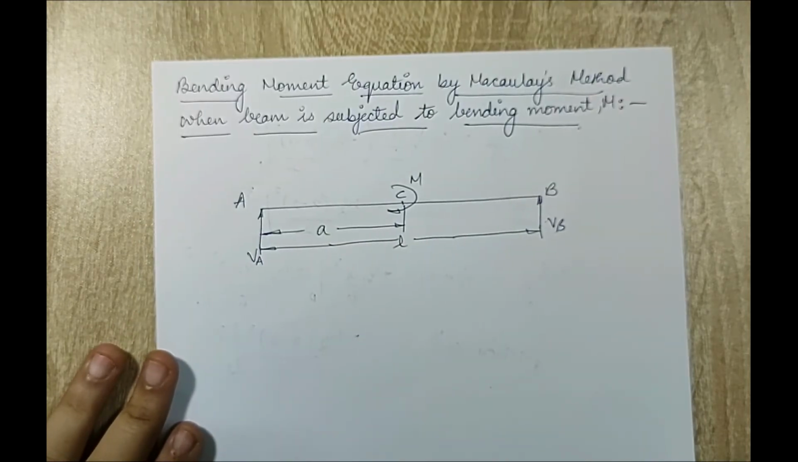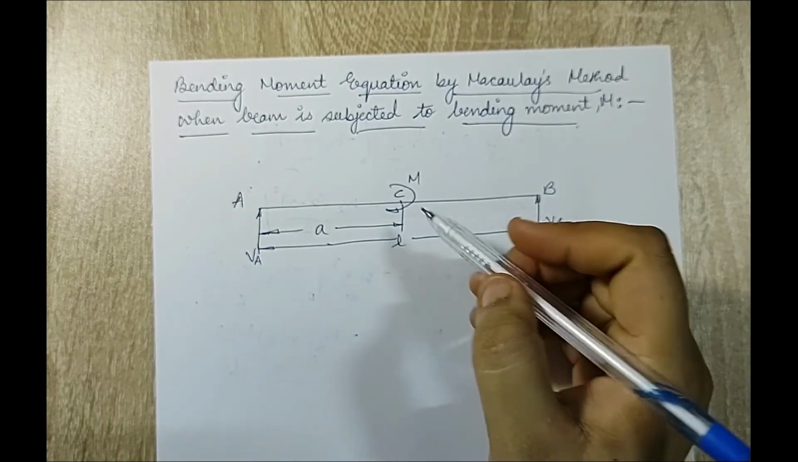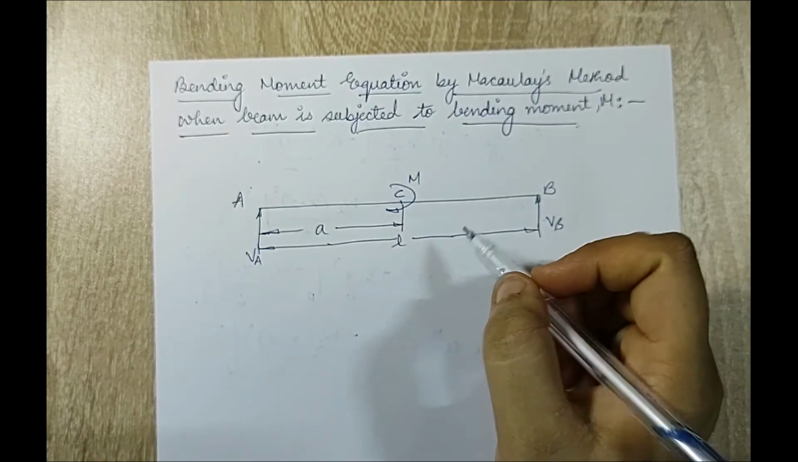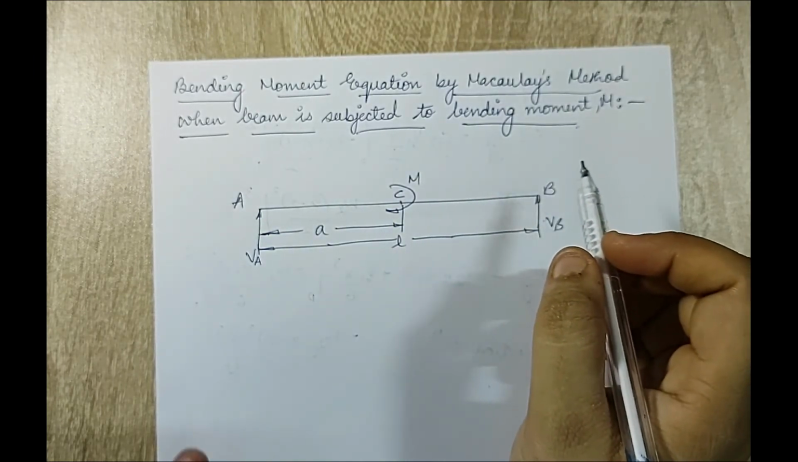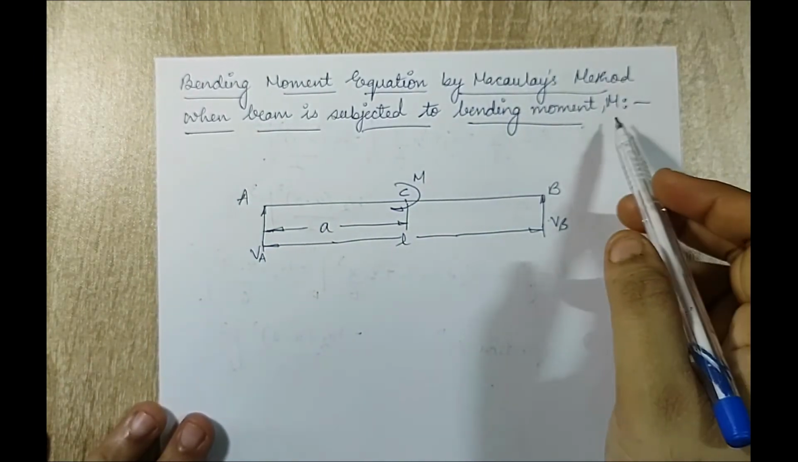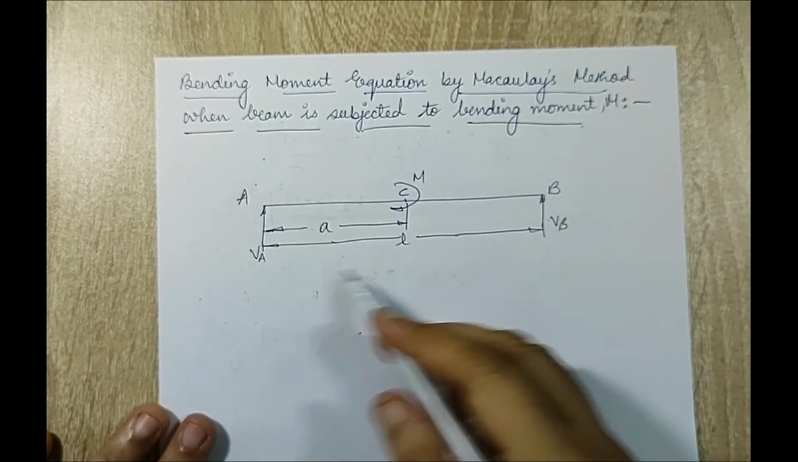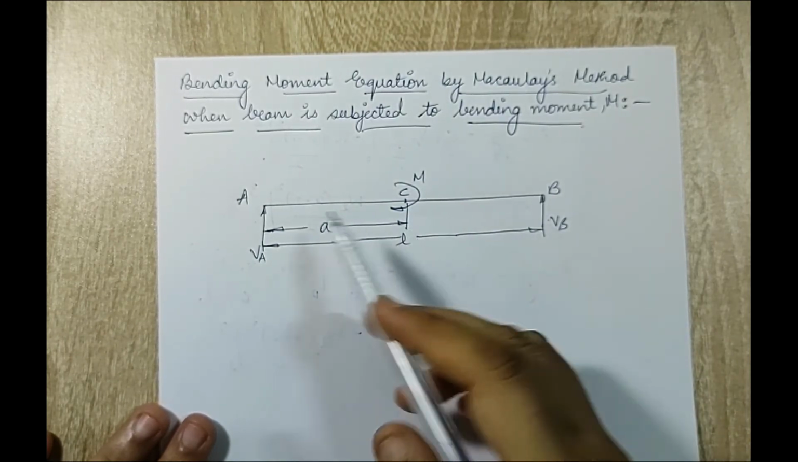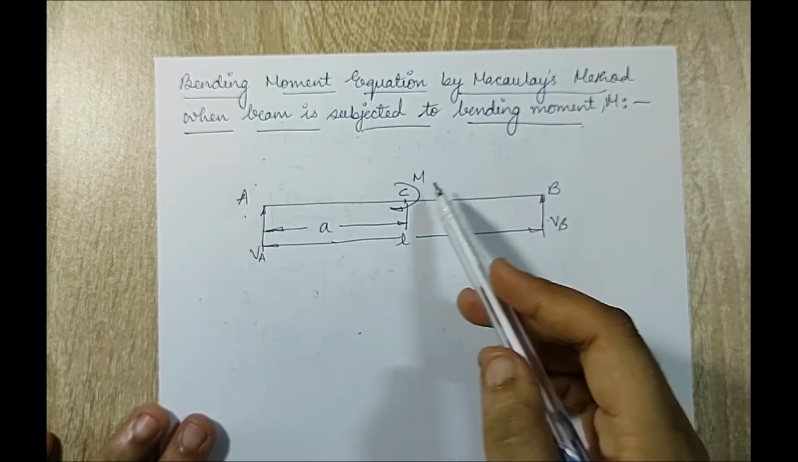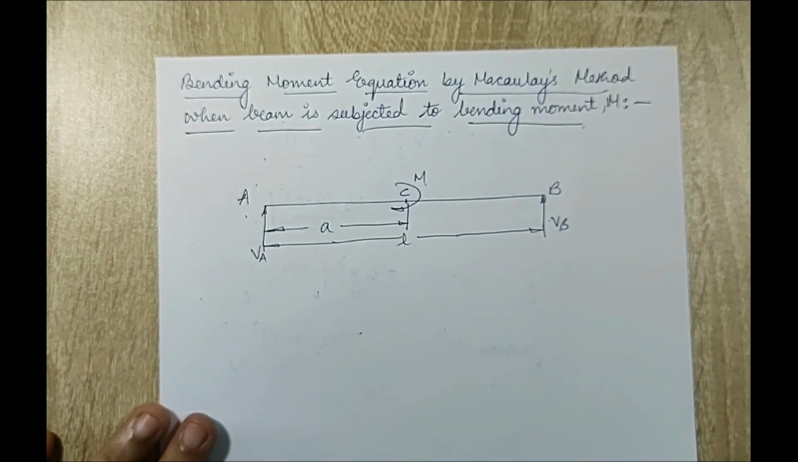Next, I want to take up another important part, that is, on a beam you can also have a moment which comes into picture. So the topic is bending moment equation by Macaulay's method, where the beam is subjected to bending moment m. So here is a beam AB, there is a reaction VA and VB, length of the beam is L. At point C, which is at a distance of small a from the end A, there is a moment m which is acting. Now how am I supposed to write the equation when a moment acts? It is very important.